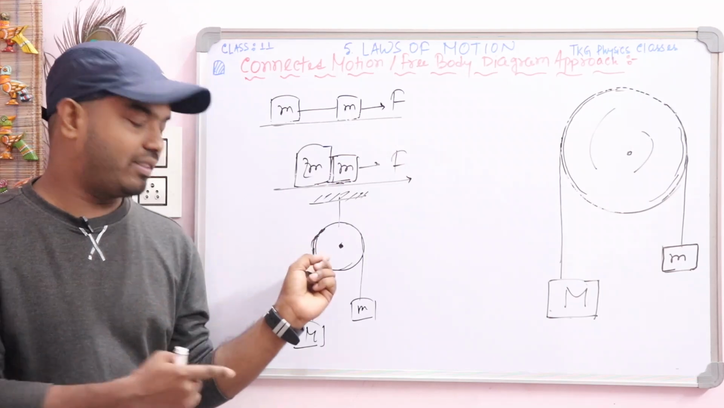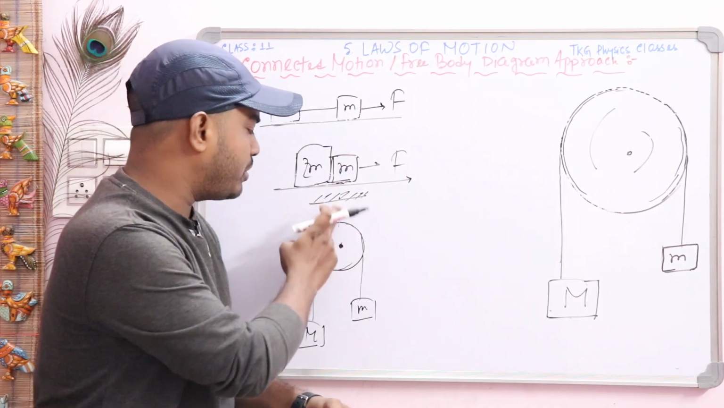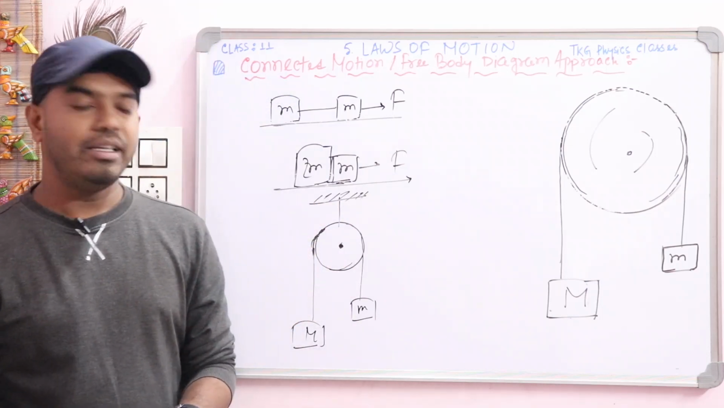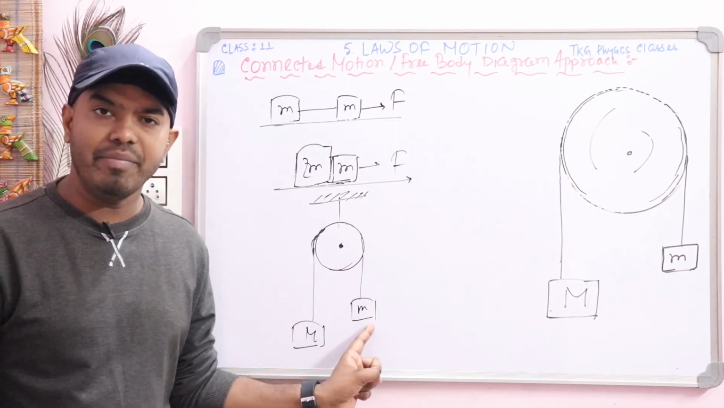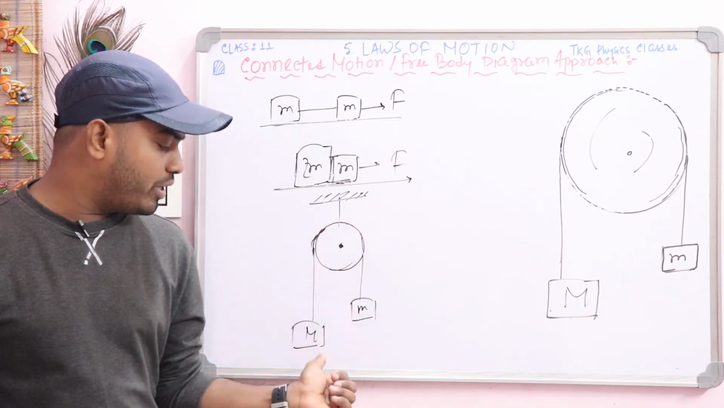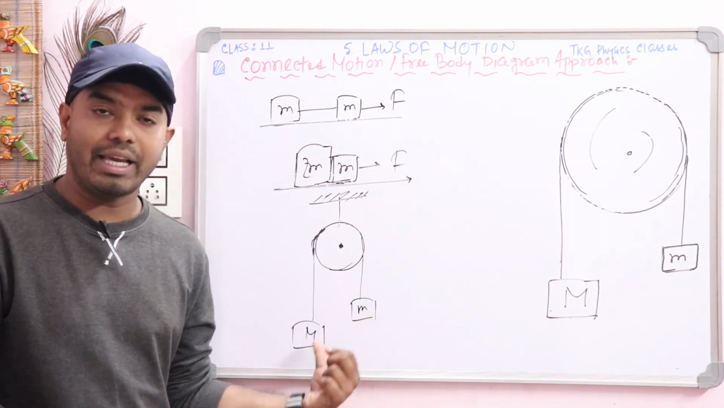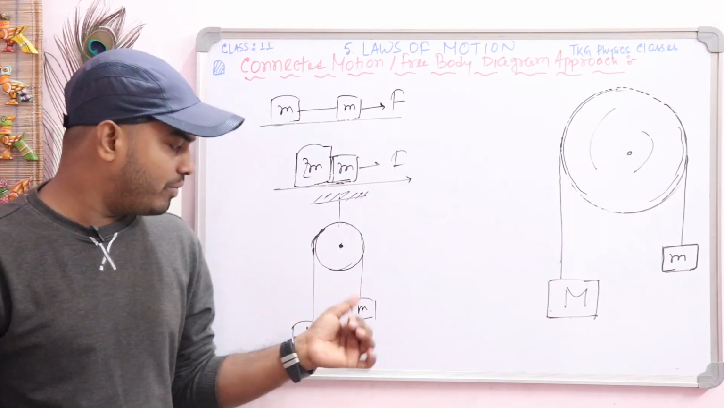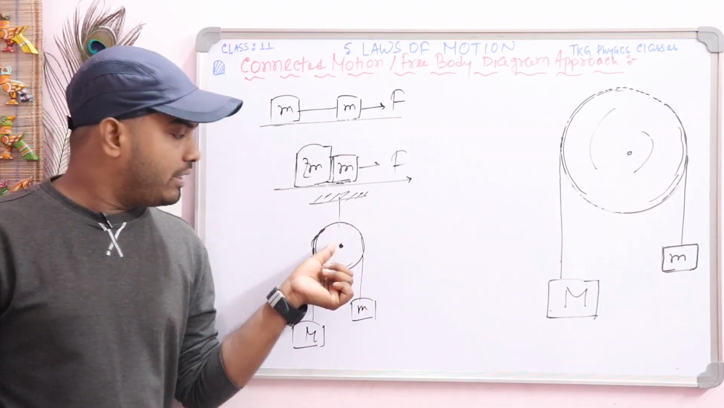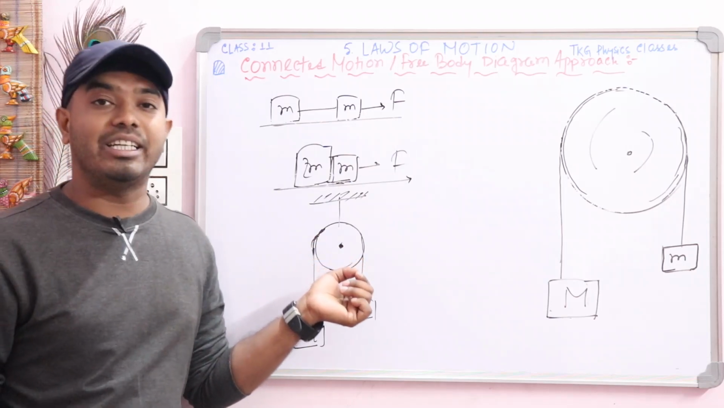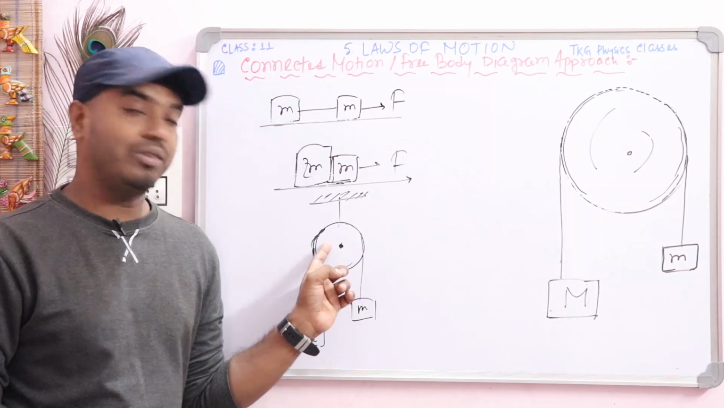Now see the third one, the pulley problem. You see, with the help of a support there is a pulley, and over the pulley with the help of a rope there is a body of mass m, and on the other side a body of mass capital M. Both bodies, small m and capital M, are connected with a single rope over a pulley. This motion is also an example of connected motion, because two bodies are connected with the help of a rope and the support of a pulley.